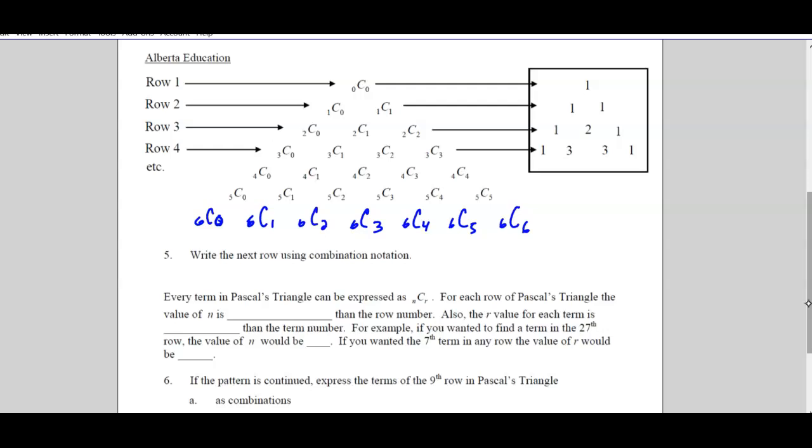So every term in Pascal's triangle can be expressed as nCr. For each row of Pascal's triangle, the value of n is 1 less than the row number. Okay, so that's the n for the combination notation. Our r value is 1 less than the term number. So if you wanted to find the 27th term, the value of r would be 26, and the 7th term, that would be 6.